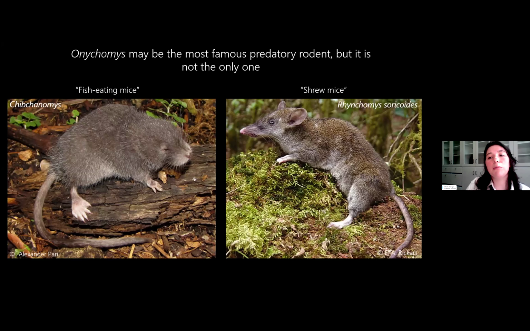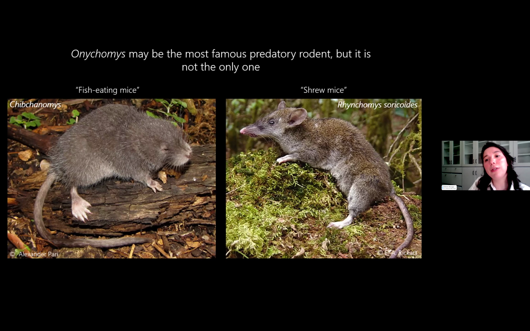And Onychomys may be the most famous predatory rodent, but it's not the only one. During the evolution of rodents, some species became very specialized predators. While many rodents can occasionally eat other animals, we're talking here about species that underwent significant changes in their phenotypes in response to the demands of capturing and consuming live prey, which are the ones we're calling here predatory rodents.